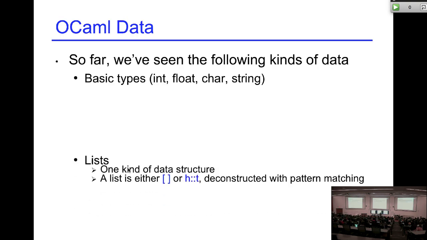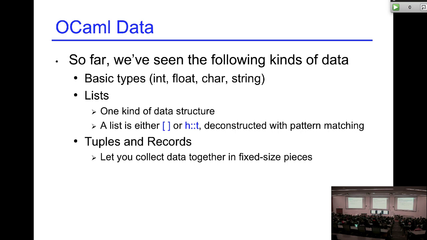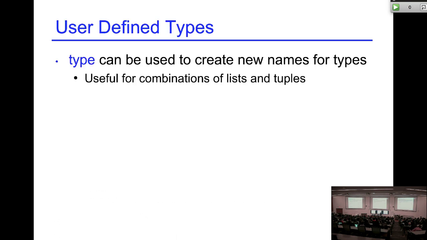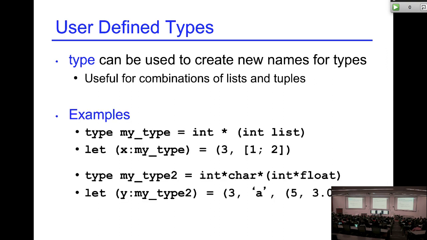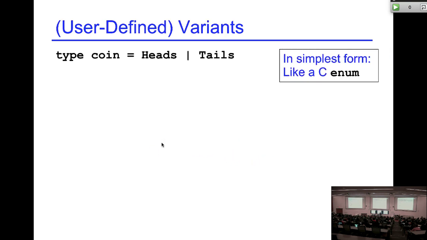Okay. So we learned basic types, lists, records, tuples, functions. Today we want to see a new type. I created a type called my type. It's an int and an int list, right? It's a tuple, so it's an int and an int list. That's my type. Now you can create your own type.